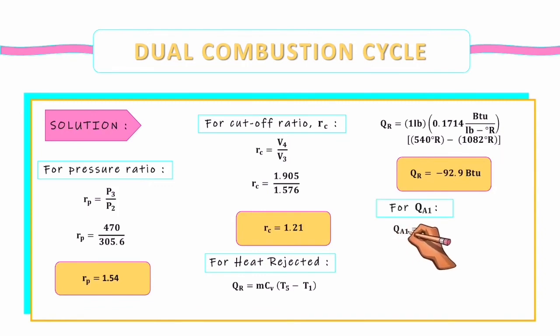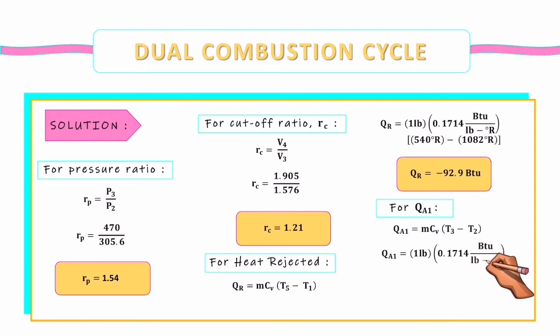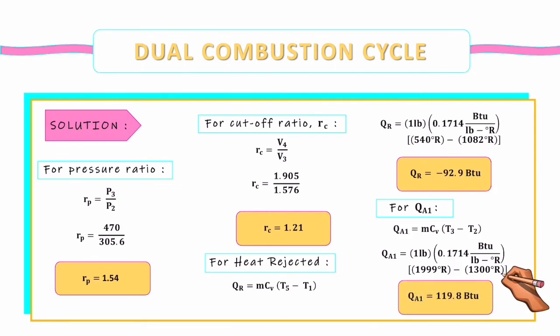QA1 is equals to mCV multiplied by T3 minus T2. Substituting the given values, QA1 is equals to 1 pound multiplied by 0.1714 BTU per pound R multiplied by 1,999 Rankine minus 1,300 Rankine. So, the value of QA1 is equals to 119.8 BTU.